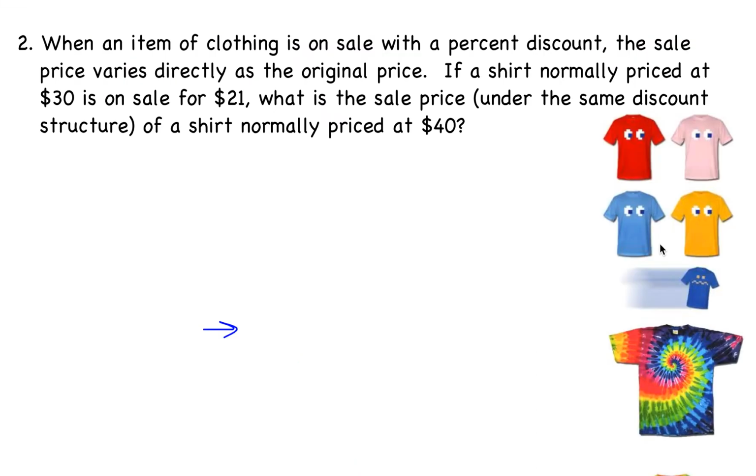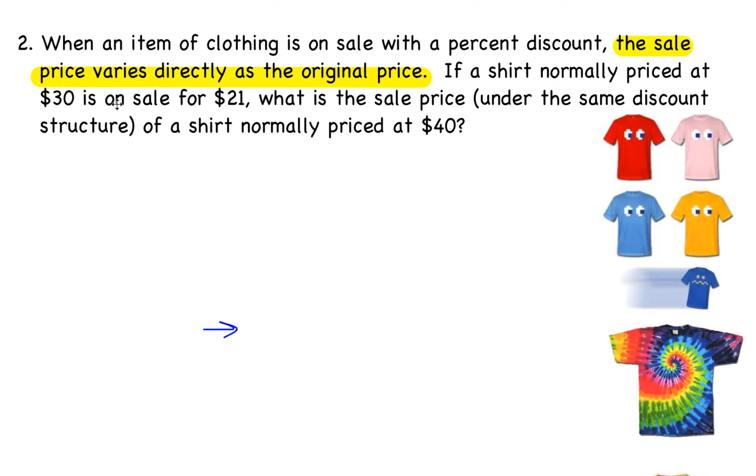Here's another example. It will follow the same process. It says when an item of clothing is on sale with a percent discount, now look at these words. What varies directly? I'll highlight them again. The sale price varies directly as the original price. So that's a key piece of information there.